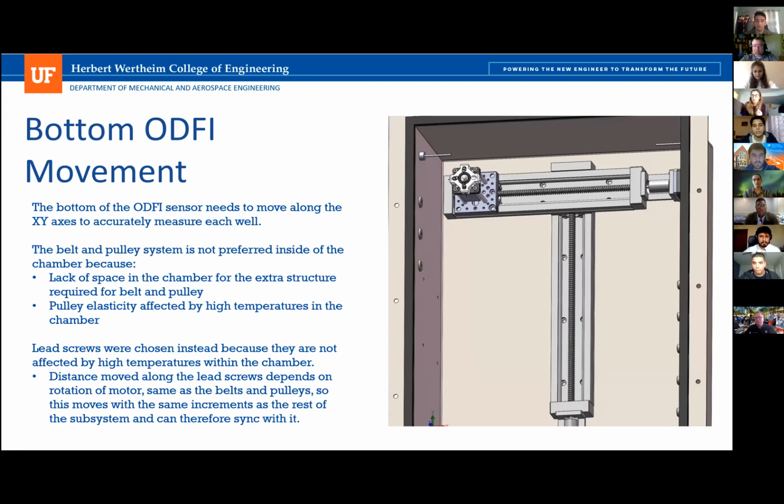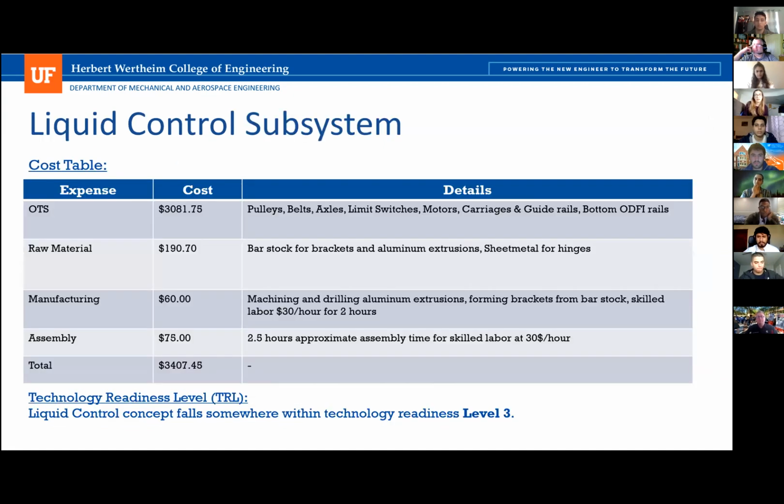Particularly, the most important reason is because the chamber is going to heat up to 70 degrees Celsius. The concern is that since the belt is elastic, a type of rubber as opposed to a type of metal, it would deform with the high temperatures inside of the chamber. So instead of using belts, we use these lead screws, which are powered by the same motors, so they can move along the same increments of about 0.07 millimeters, and can easily sync up with the top of the ODFI so they can measure properly.